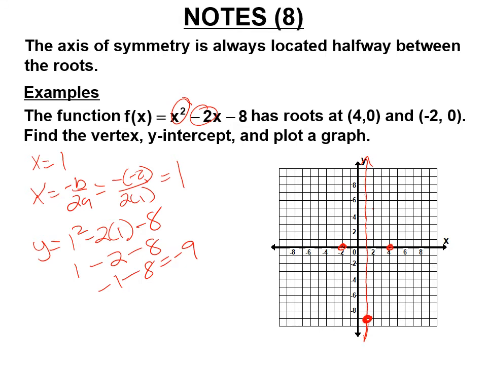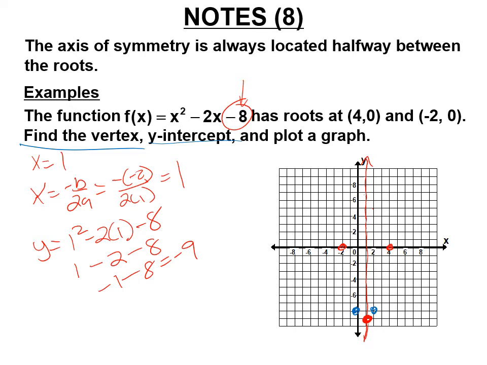We also know other information just by looking at this. What other information do we know? We know that there is a y-intercept right there at 0, negative 8. So let's plot that. I want to use a different color. So there's the y-intercept. We also know there's a symmetrical point on the other side of the y-axis right there. Okay, so what does this all say? It says find the vertex. We did that. We found the y-intercept. We found another symmetrical point.